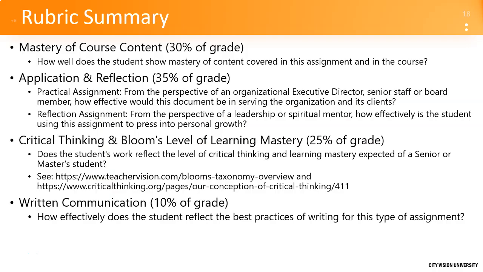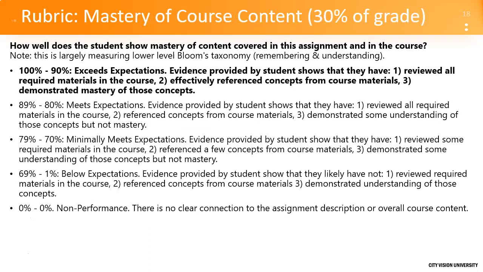So our master's rubric has 4 areas: mastery of course content, 30% of the grade; application and reflection. I'll talk a little bit more about these later. Critical thinking and Bloom's taxonomy level of learning, that's 25% of the grade, and written communication, 10% of the grade.